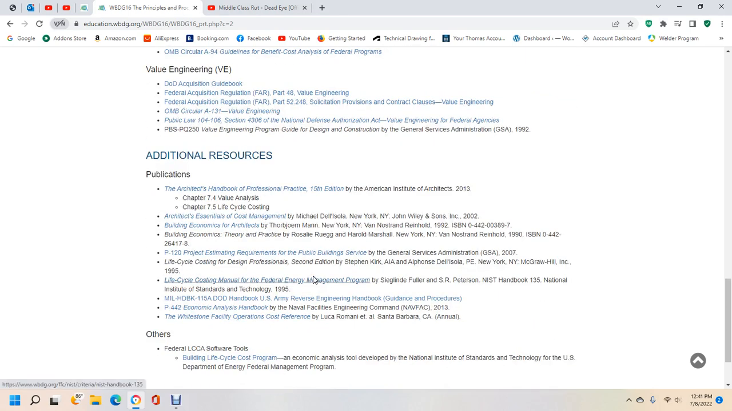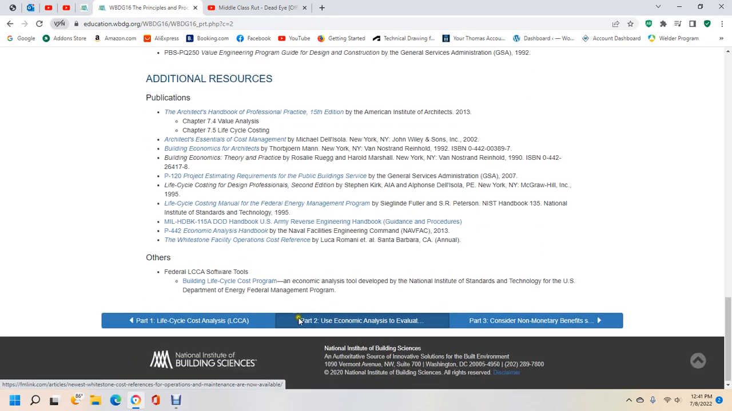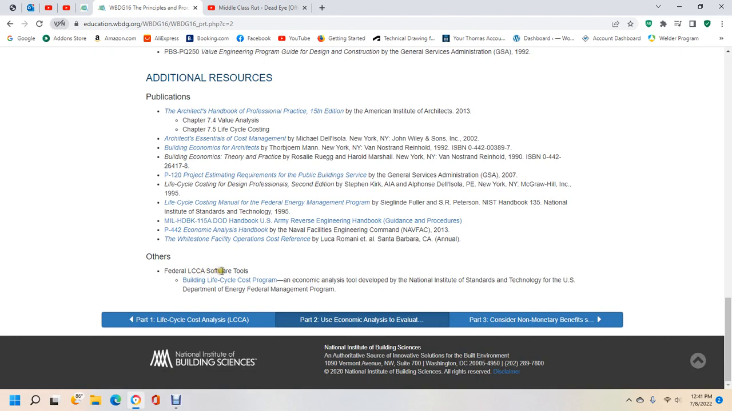Additional resources: The Architect's Handbook of Professional Practice, 15th edition; Architect's Essentials of Cost Management; Building Economics Theory and Practice; PBS P120 Project Estimating Requirements, Public Buildings Service; Life Cycle Costing for Design Professionals, 2nd edition; Life Cycle Cost Manual for the Federal Energy Management Program; Military Handbook 1165A, Department of Defense; U.S. Army Value Engineering Handbook, Guidance and Procedures; TP 442 Economic Analysis Handbook; the Whitestone Facility Operations Cost Reference; and the Federal Life Cycle Cost Analysis Software Tool, Building Life Cycle Cost Program.